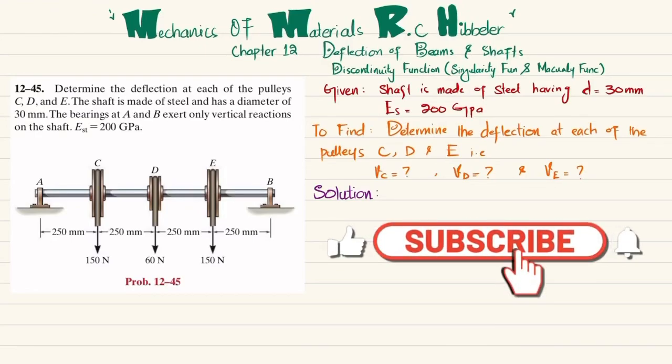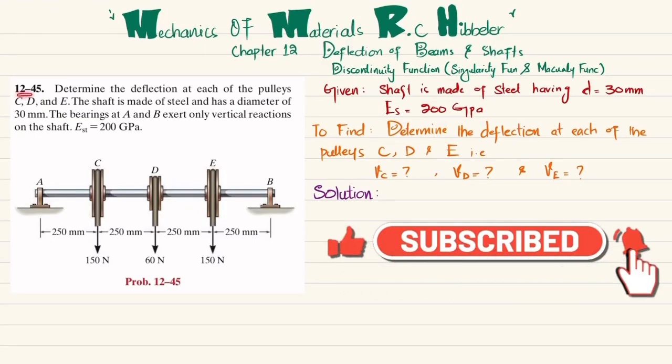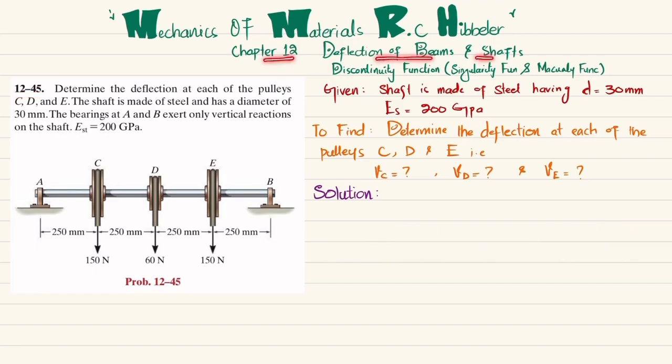Welcome back. In this video, we are going to solve problem 12-45, and this problem is taken from chapter number 12, Deflection of Beam and Shaft, and the book name is Mechanics of Materials by R.C. Hibbeler. The statement is: determine the deflection at each of the pulleys C, D and E. The shaft is made of steel and has a diameter of 30 millimeter. The bearings at A and B exert only vertical reaction on the shaft, and E of steel is 200 gigapascal.